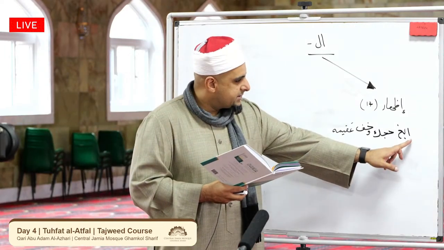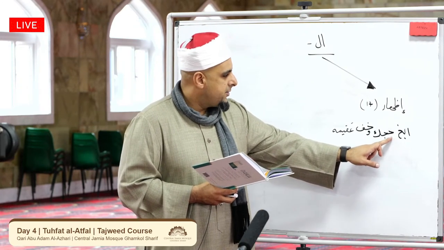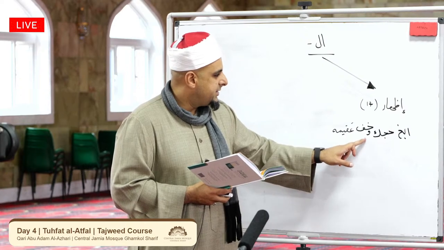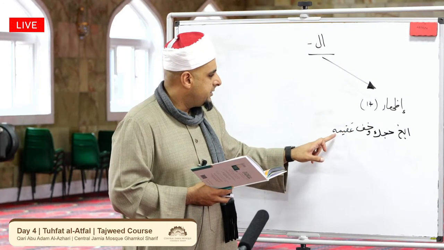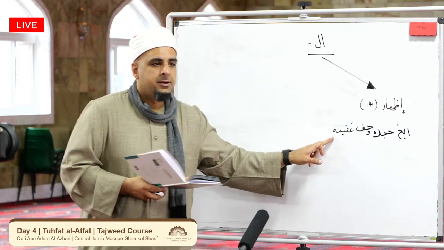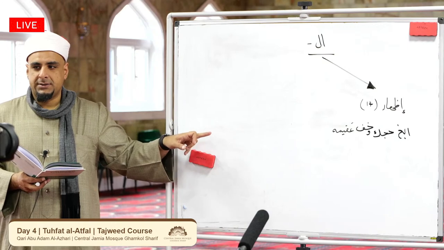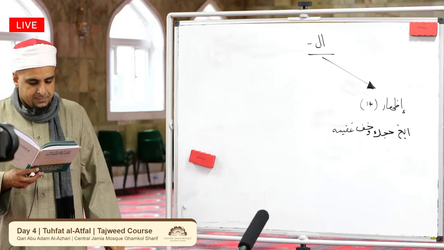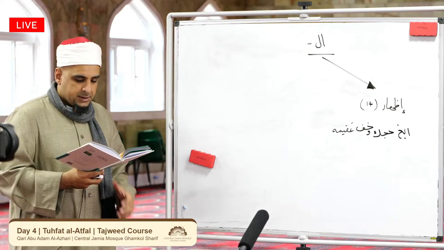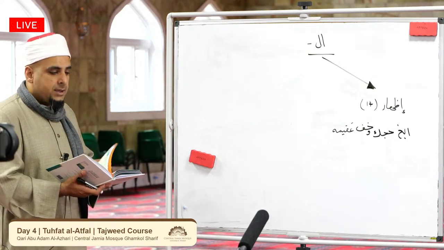So let's count these letters now. Alif, 1, 2, 3, 4, 5, 6, 7, 8, 9, 10, 11, 12, 13, 14. There you have 14 letters. Ibghi hajjaka wa khaf aqimahu. That is the code.